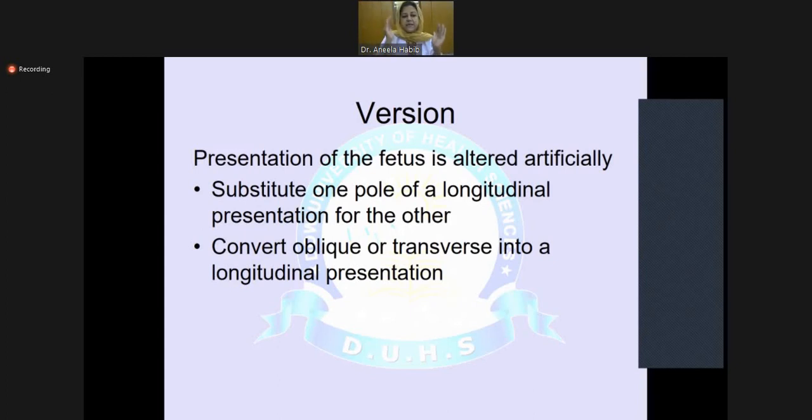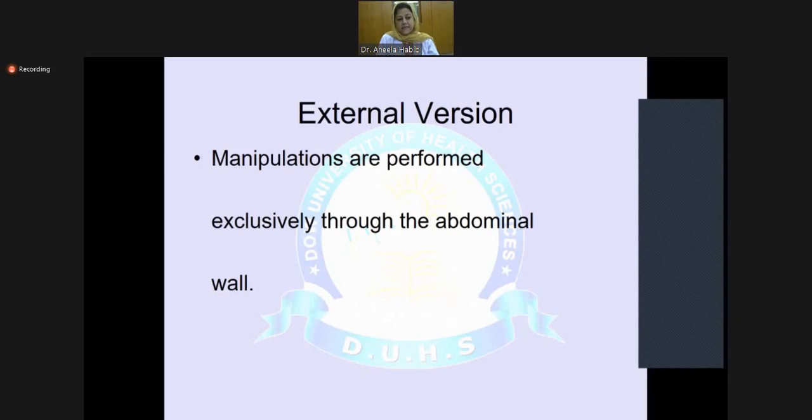That is an external cephalic version because you are doing it externally above the abdomen at 37 weeks of the pregnancy. And you need to rotate the baby from the oblique or transverse into the longitudinal presentation. And that is an external version. Manipulations are performed exclusively through the abdominal wall. Abdominal wall, you are not going inside. Doing it through the abdominal wall, and above the wall, you are holding the baby and trying to rotate the baby to a cephalic presentation.